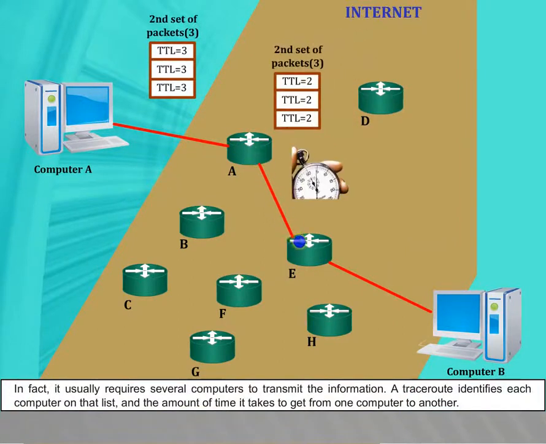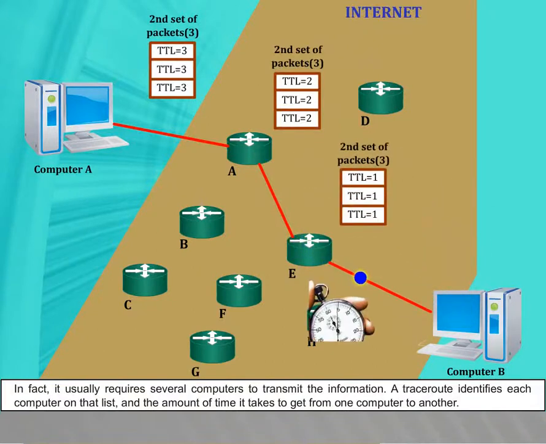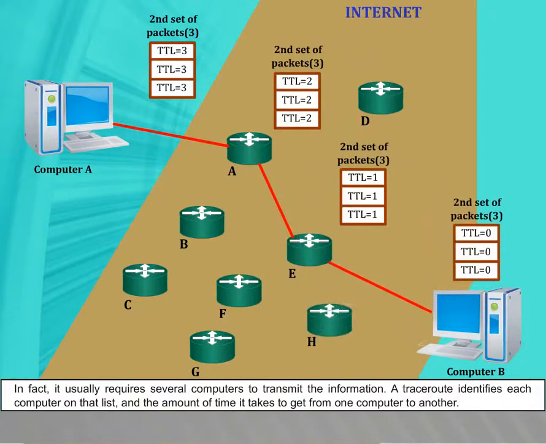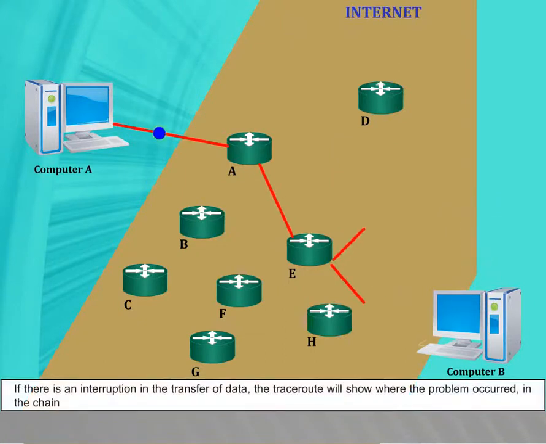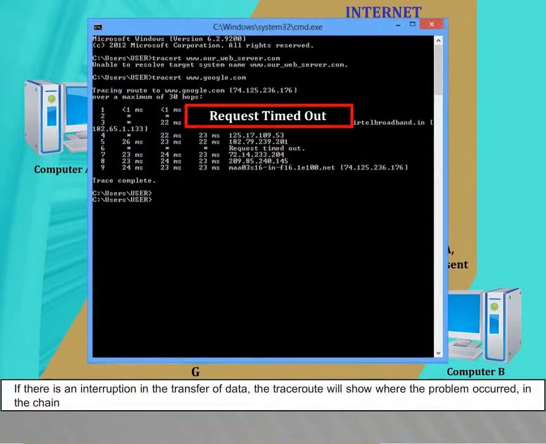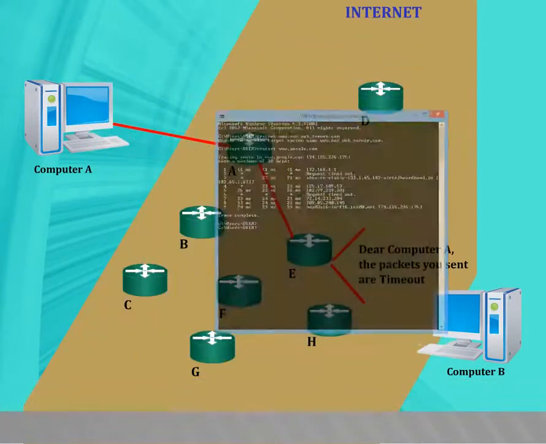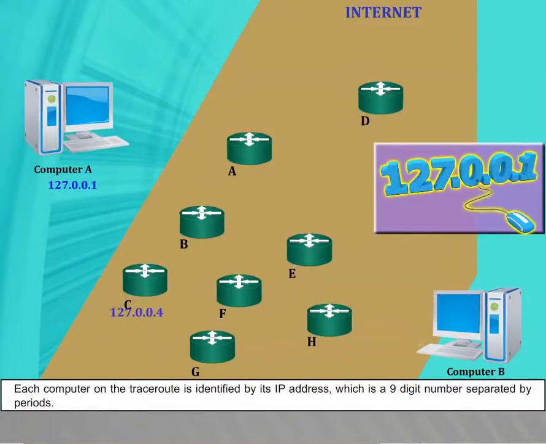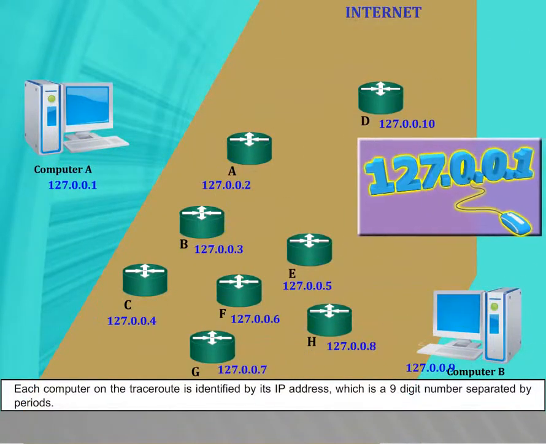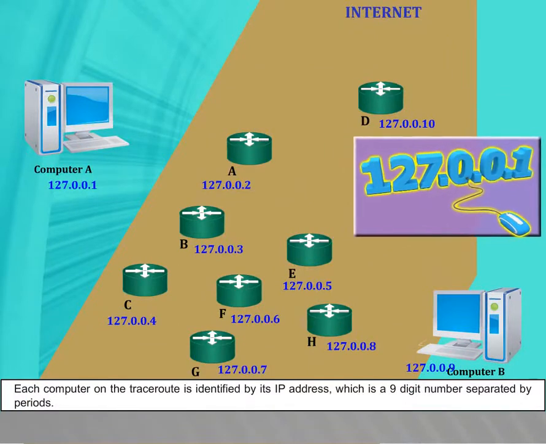A traceroute identifies each computer on that list and the amount of time it takes to get from one computer to another. If there is an interruption in the transfer of data, the traceroute will show where the problem occurred in the chain. Each computer on the traceroute is identified by its IP address, which is a 9-digit number separated by periods.